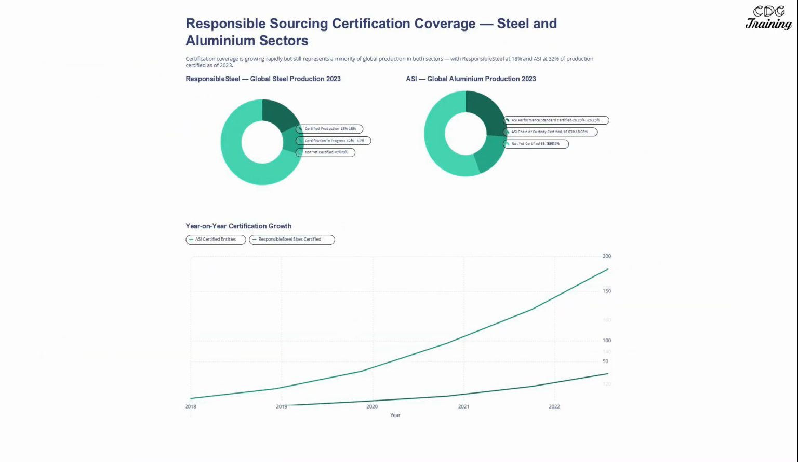Certification coverage for steel and aluminium is expanding, reflecting a growing commitment to sustainability. These certifications ensure that production processes meet high environmental standards, driving the industry towards greener practices.